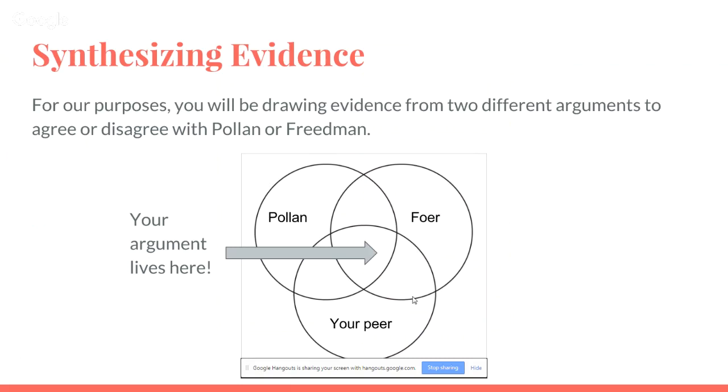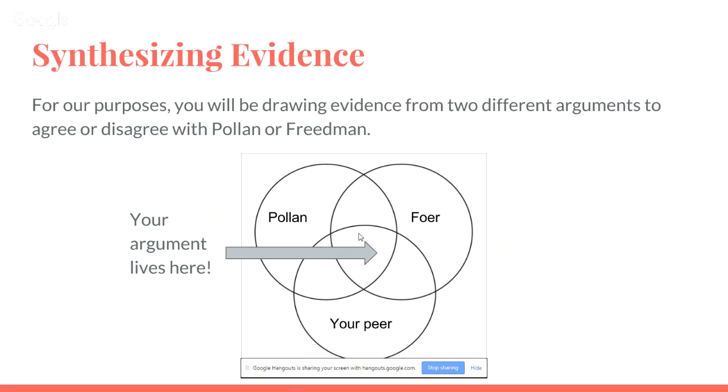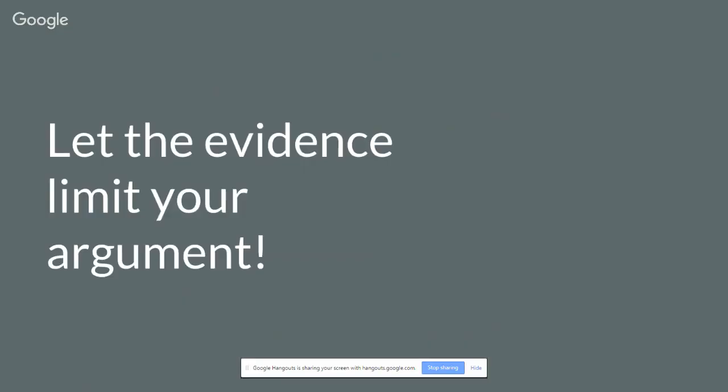And you forget about it. There's probably stuff in your peer essay that Foer doesn't talk about. And that's okay. You just forget that. You just want this part of all three circles. Your argument lives here. And finding that part, finding the connections, is the real individual thinking that you're doing in writing this type of essay.